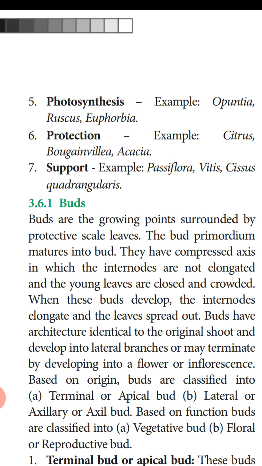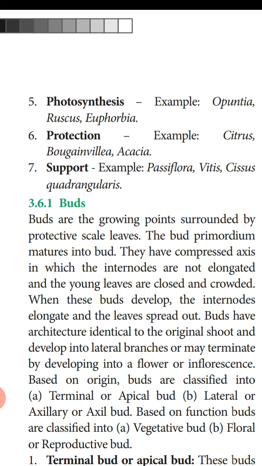So buds are the growing points. The development starts from the bud initial, that is, the bud primordium. Each bud consists of a compressed axis. The axis is very much shortened. As a result, the leaves are very close to each other and crowded. Since the axis is compressed, the internodes are very short and the nodes are very close to each other. So internodes are not elongated, and the young leaves are closed and crowded.